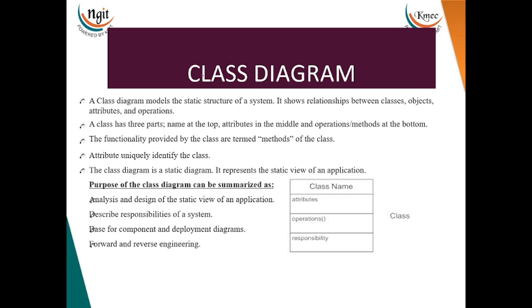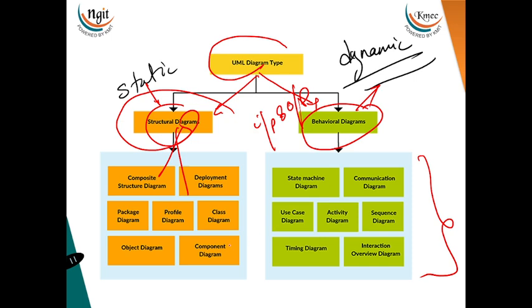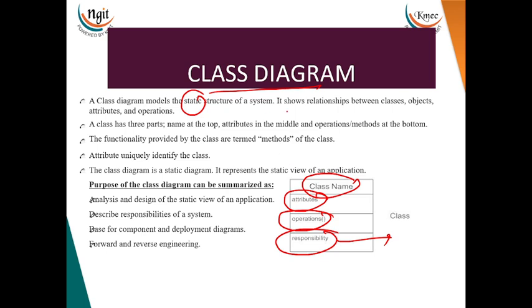Then we have the class diagram. In that one we will see a few things. A class diagram is represented by the name, then its attributes, then its operations and its responsibility. This is something you can define if you want to. A class diagram is a static structure, and it shows the relationship between the classes and objects.